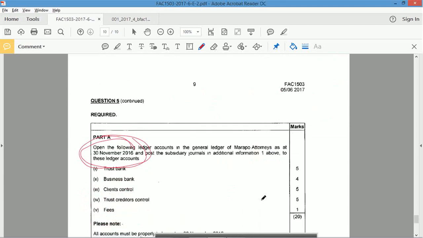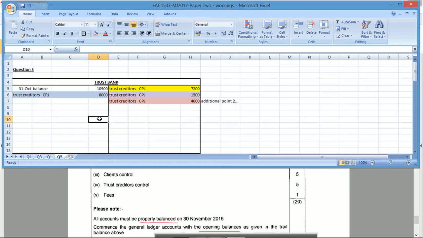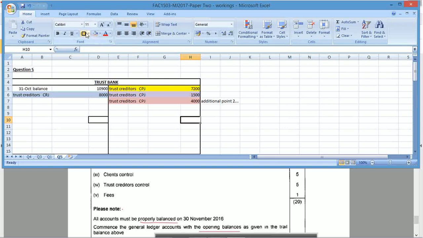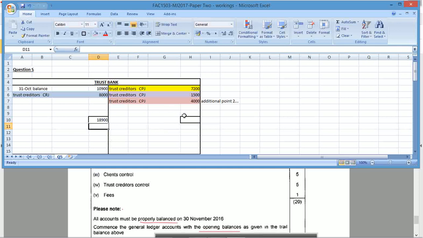Great. Okay, so now we need to balance these accounts off. Which side's bigger here? 12,000? 18,000. That side's much bigger. This minus these amounts gives you the balance carried down. Balance brought down. Make sense? Great.